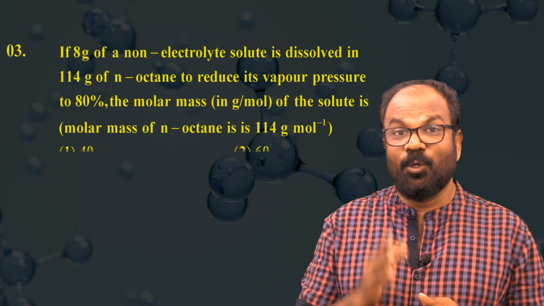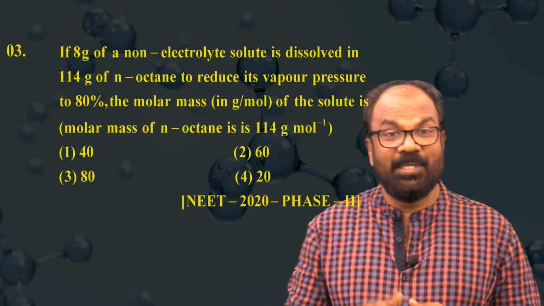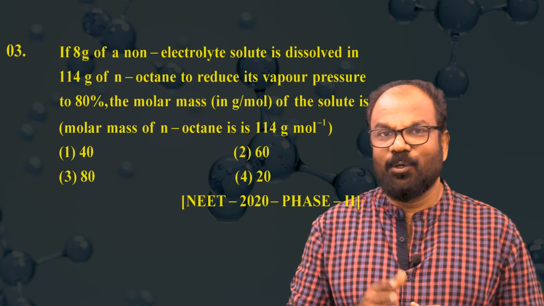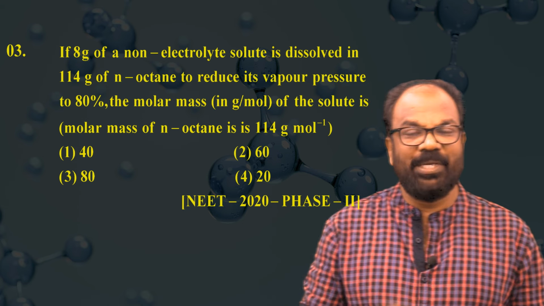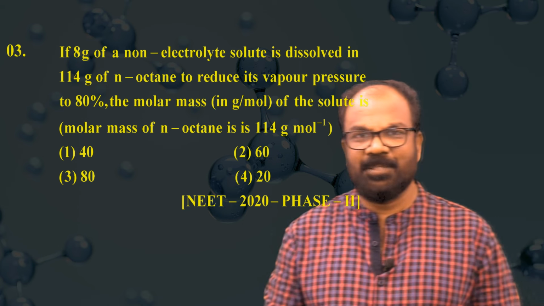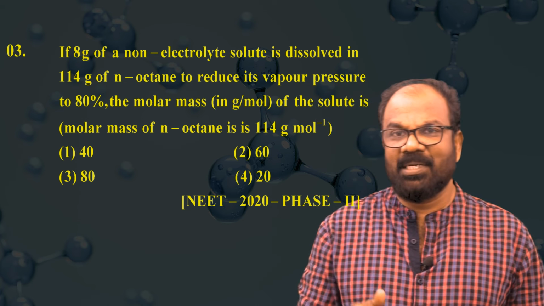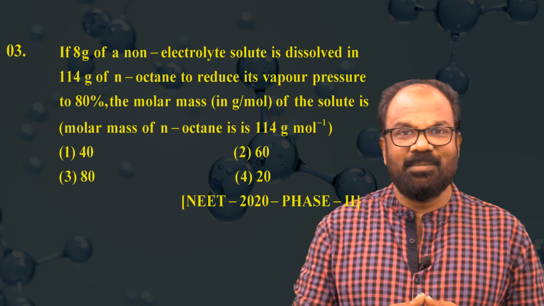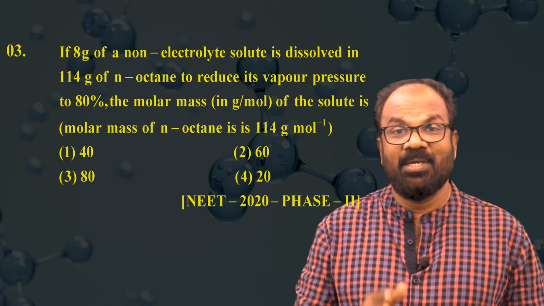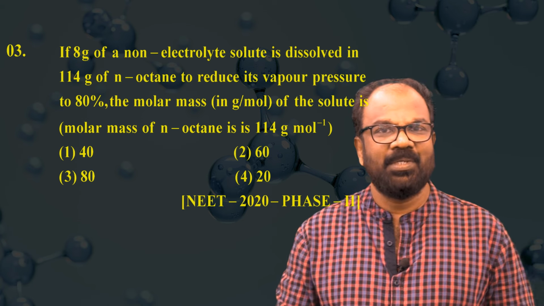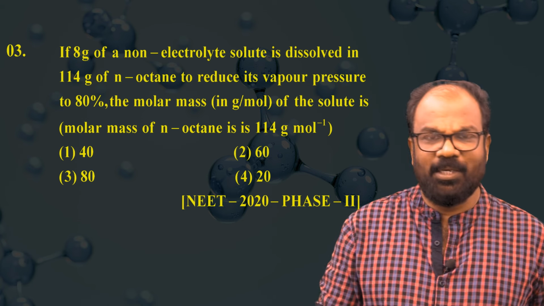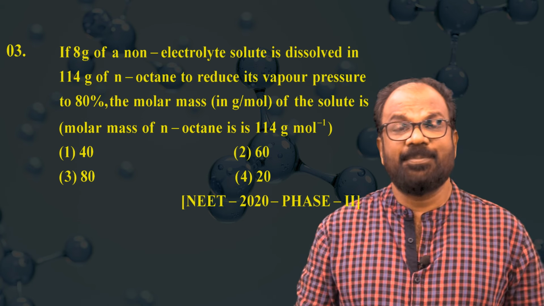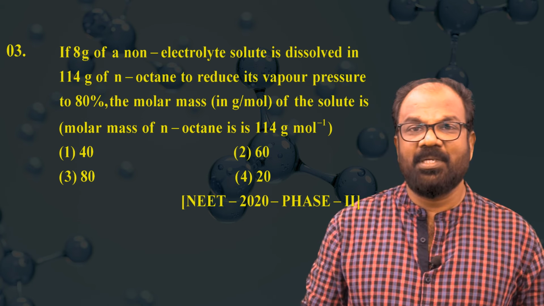Now question number 3. If 8 gram of non-electrolyte solute is dissolved in 114 gram of normal octane to reduce its vapor pressure to 80%, the molar mass in gram per mole of the solute is, given that molecular mass of normal octane is 114 gram per mole: option number 1, 40; option number 2, 60; option number 3, 80; and option number 4, 20.